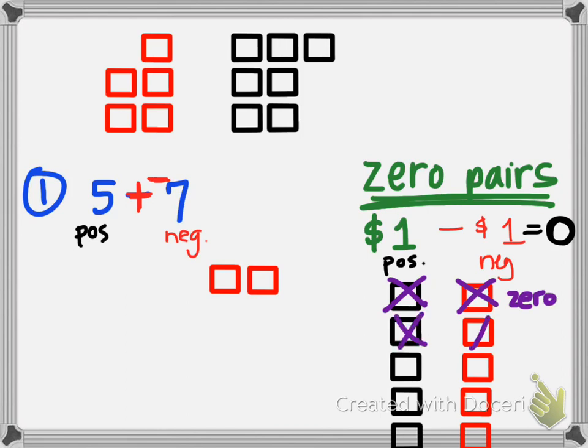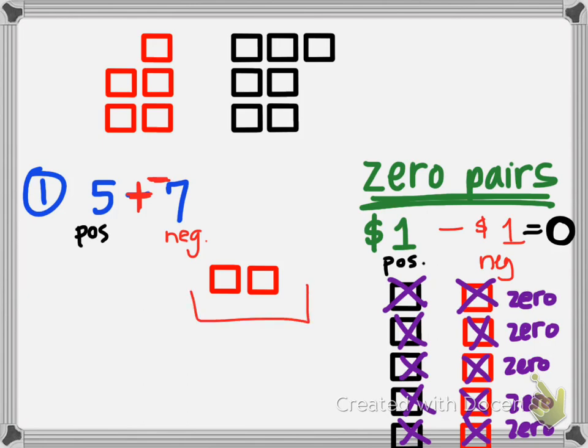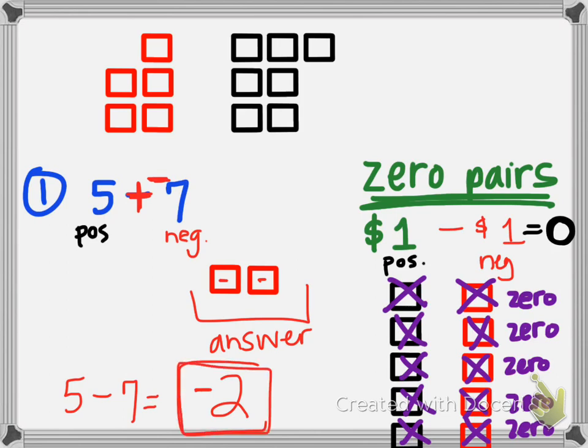Then the next positive and the next negative will also create a zero pair. So on and so forth, every single grouping of a positive and a negative adds up to 0. So I have just eliminated all of the zero pairs, and what I have left is my answer. So this is all that I have left. Notice there are 2 algebra tiles, but they are both red, which means they're both negative. Therefore, 5 minus 7 equals negative 2.